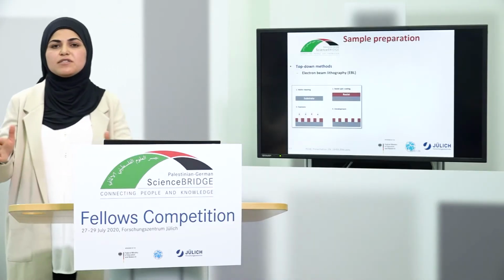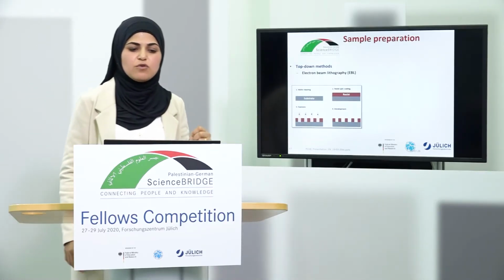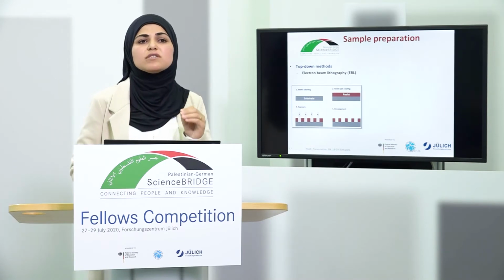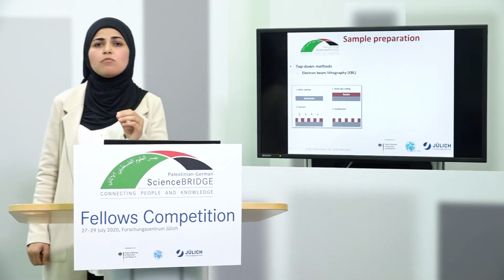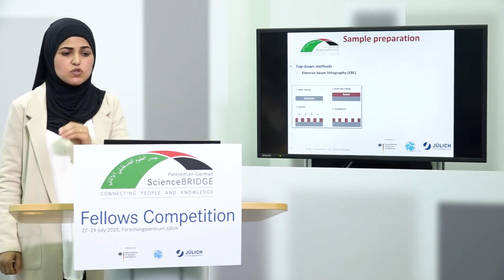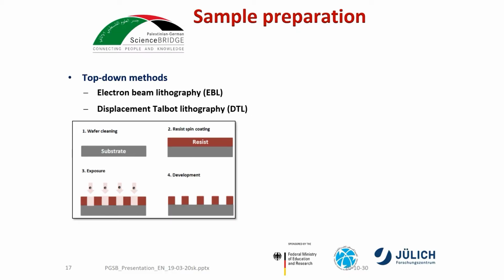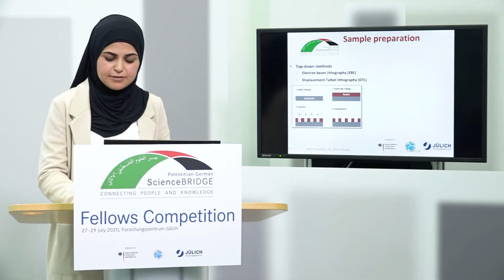For sample preparation, I use a difficult method and a very easy method that can be done at any lab. First, the top-down method, just to get the pre-structured substrate. Two methods I use: electron beam lithography, done in collaboration with the Helmholtz Nanoelectronic Facility at Jülich, and displacement Talbot lithography, done in collaboration with the Eulitha company, Switzerland.